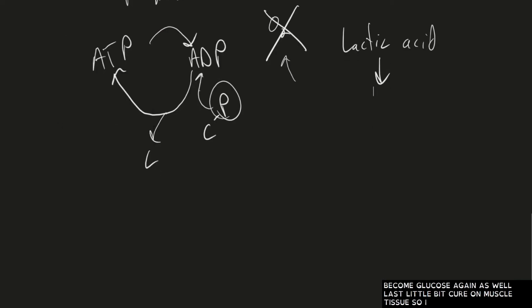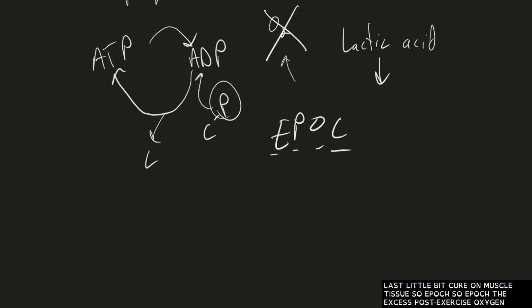EPOC, the excess post-exercise oxygen consumption. EPOC represents the difference between the amount of oxygen needed for totally aerobic muscle activity and the amount actually used. So it's the amount of oxygen you need to breathe in after a workout.